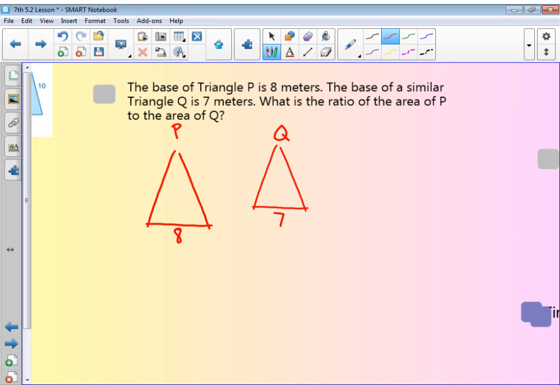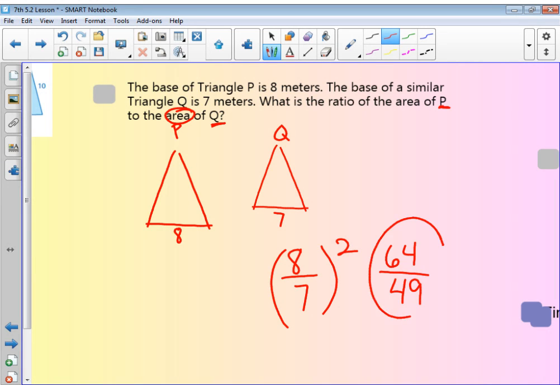So it says, what is the ratio of the area of P to the area of Q? So we're doing area. P was 8, to Q was 7, and it's asking area. So we're going to square it. 8 squared is 64, 7 squared is 49. Final answer.